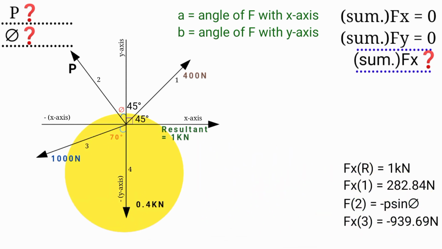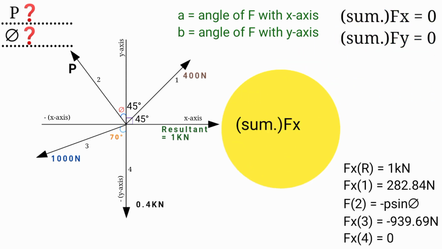And here, for 0.4 kilonewton, you can see is acting directly on the y-axis. That is, it does not act along the x-axis at all. So f of x for 0.4 kilonewton is 0. Now summation of f of x is the summation of all these forces here.